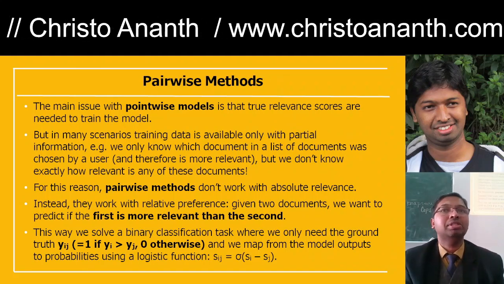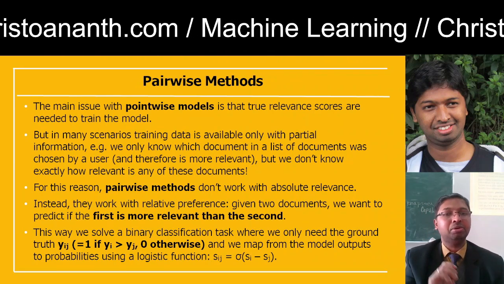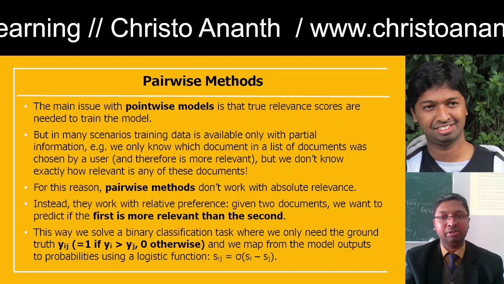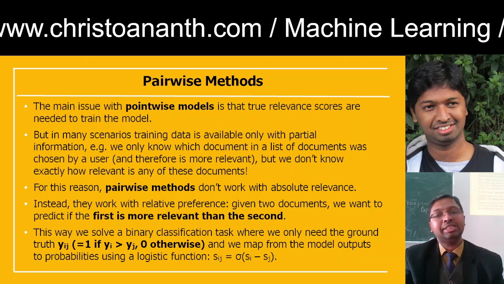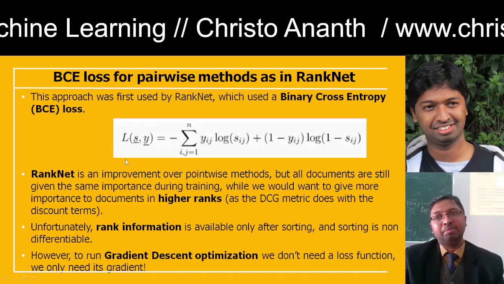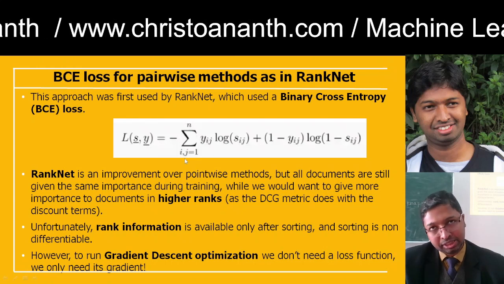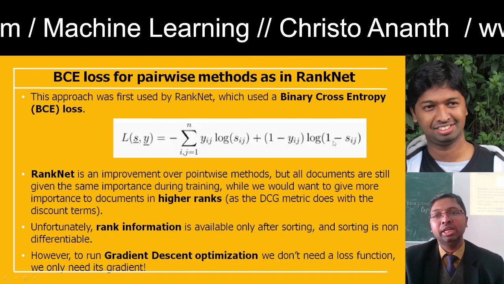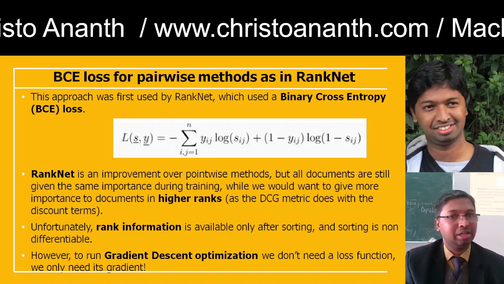So maybe we can use a binary classification method where you go with the ground truth Yij, which is equal to 1 if Yi is greater than Yj, or 0 otherwise, and we try to map the model outputs. So Sij is equal to sigma of Si minus Sj. Then we will have the binary cross entropy loss: L is equal to the summation over i and j equal to 1 to n of Yij log Sij plus (1 minus Yij) log of (1 minus Sij). So here you will be using the RankNet method.